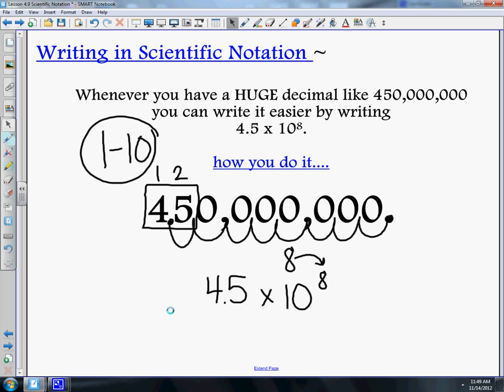Because every time I frog jump, I go from the ones place to the tens place to the hundreds place to the thousands place to the 10,000s place to the 100,000s place to the millions. Every time you're frog jumping, you're going up by a power of 10. So that's why it's times 10 and then to however many times you jumped. It's like you're multiplying it by 10 every single time.